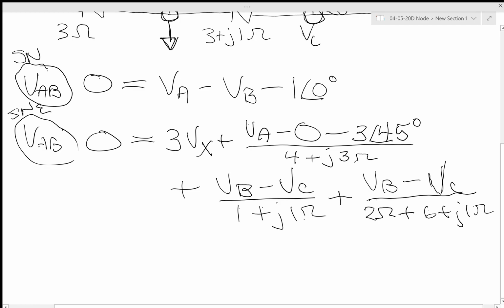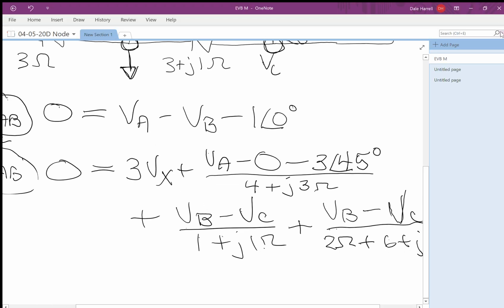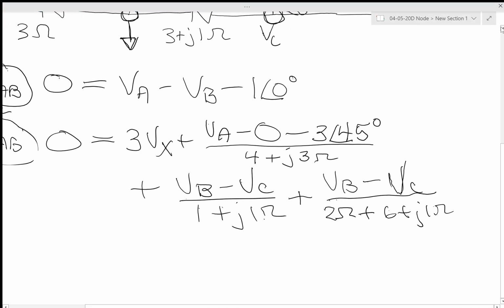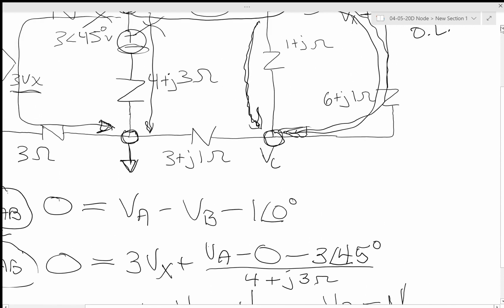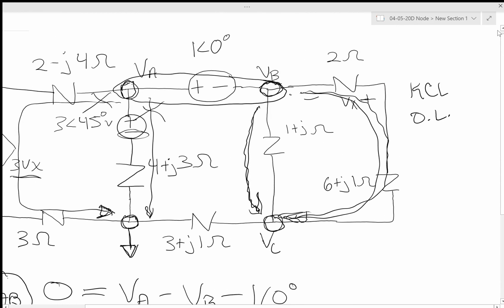I need the VC equation. And if I look at this, the VC equation is coming out, and it is going in the opposite direction. So let's see if I can do this here.